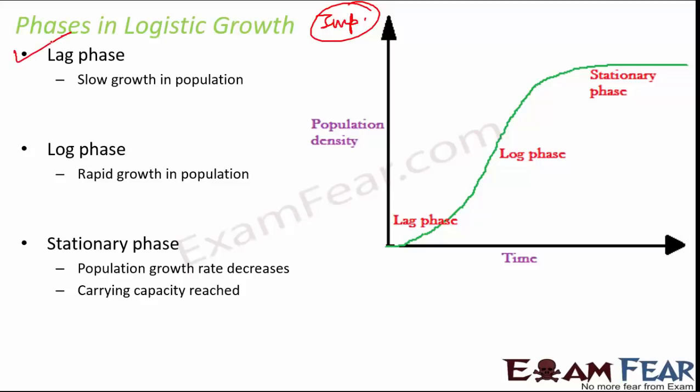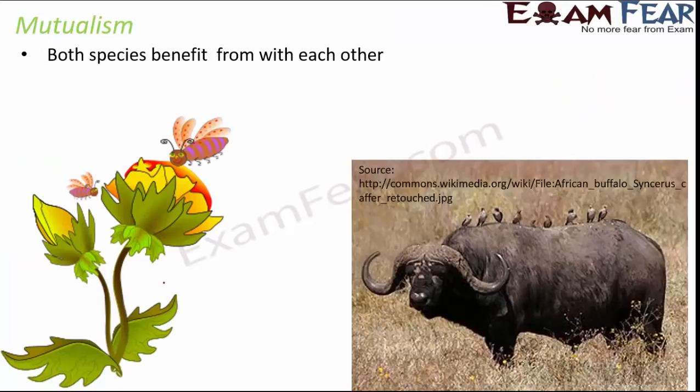There are three phases: lag phase, log phase, and stationary phase. Lag phase is the initial phase when there is a slow growth in the population. Then is the log phase, when there is a rapid growth in the population. And finally the stationary phase, where the population growth rate decreases. That means the population almost becomes constant. Here the carrying capacity is reached. That means that is the maximum population that can be handled at that particular time. So these are the three phases in any logistic growth model.